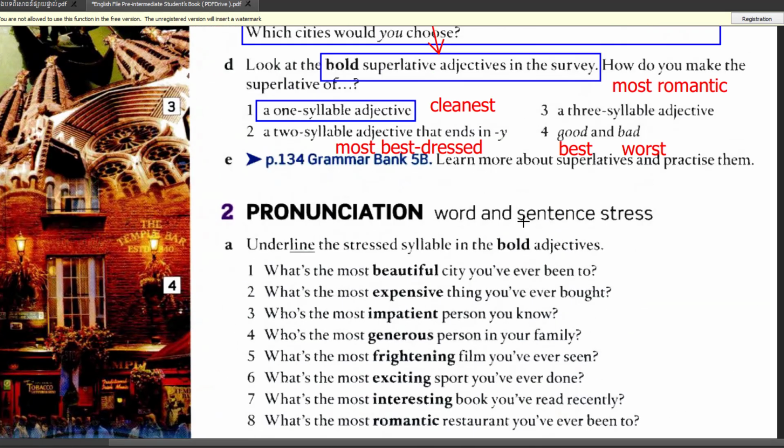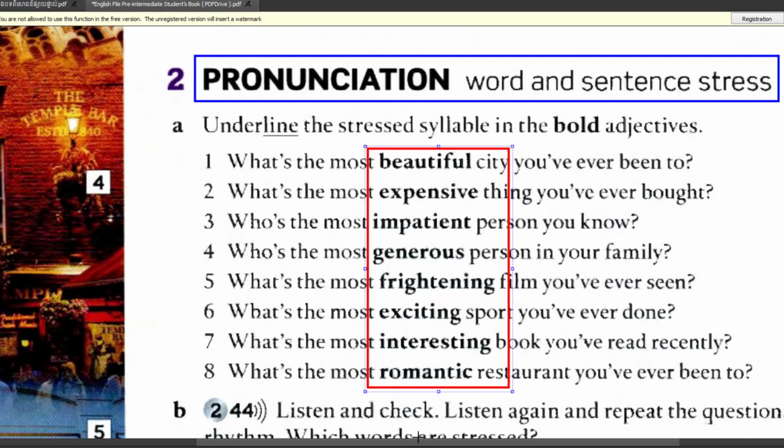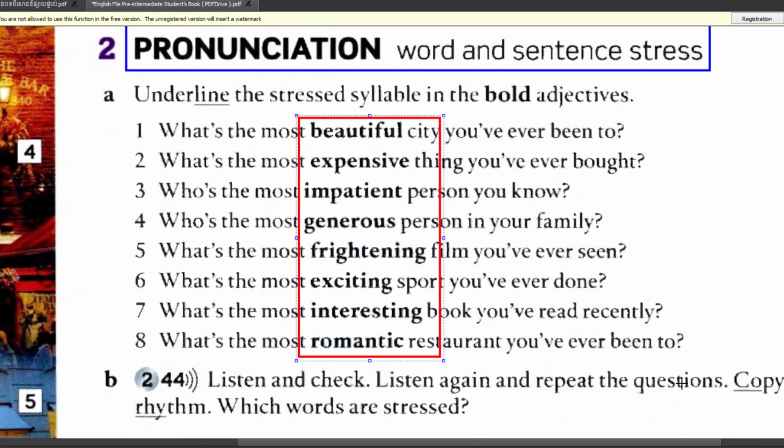Alright, now we have done this. Let's go to pronunciation, word and sentence stress. Now let's underline the stressed syllable in the bold adjective. We have bold adjectives over here, and just try to find out their stress. Where is the word stress? Can you guess? What's the most beautiful city I've ever been to? I'm going to play this for you guys. No need to waste time, just save time. I'm going to play this and guess all together.